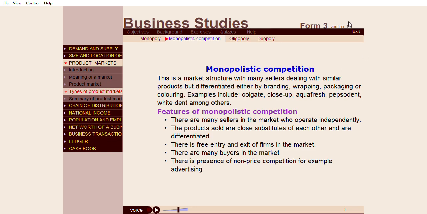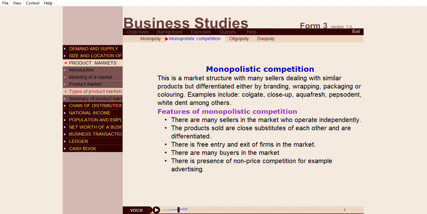Monopolistic competition. This is a market structure with many sellers dealing with similar products but differentiated either by branding, wrapping, packaging, or coloring. Examples include Colgate, Close Up, Aquafresh, Pepsodent, White Dent, among others.